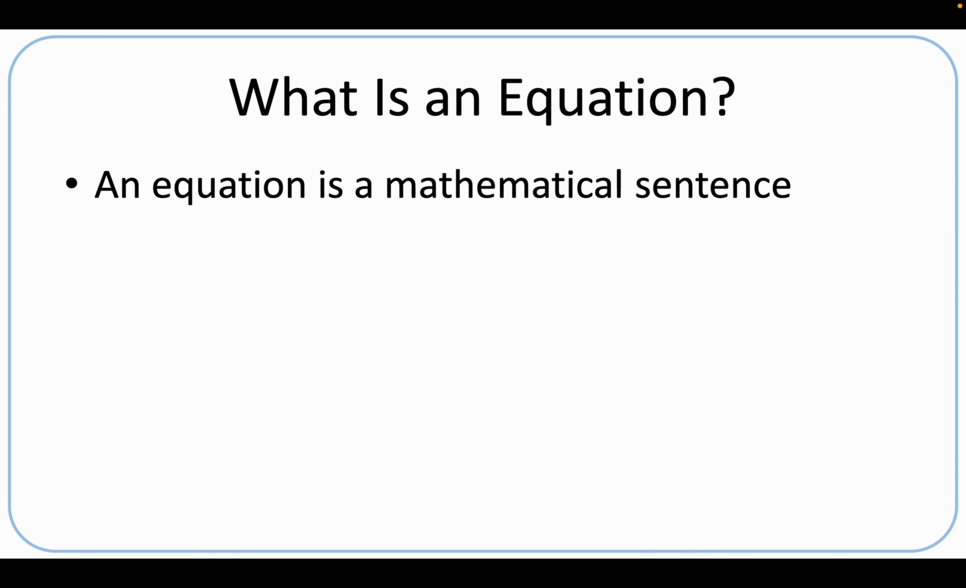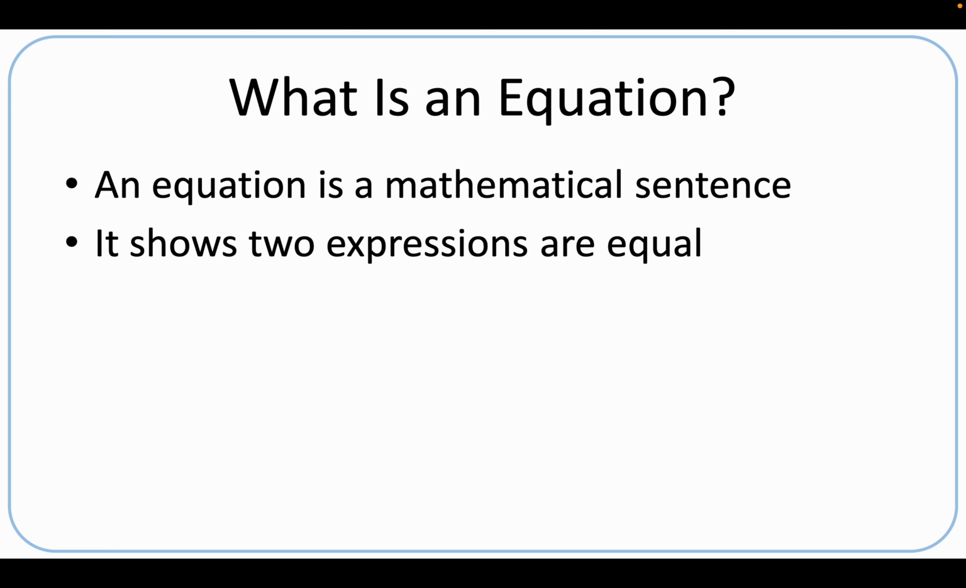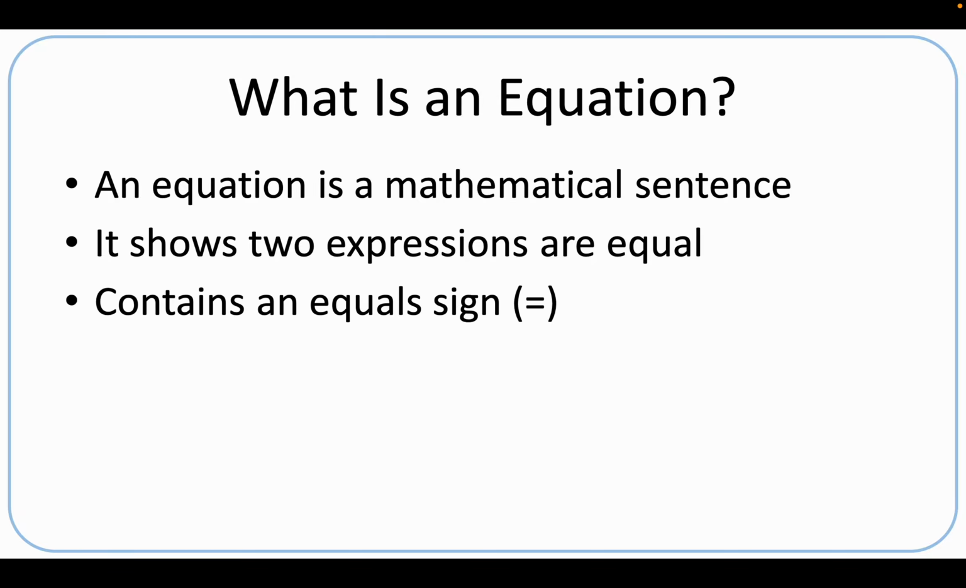What is an equation? An equation is a mathematical sentence. It shows two expressions that are equal. Earlier we learned about expressions being a string of numbers, variables, and operations. Well, an equation is when you have expressions on both sides of an equal sign. So you have two expressions equal to each other.